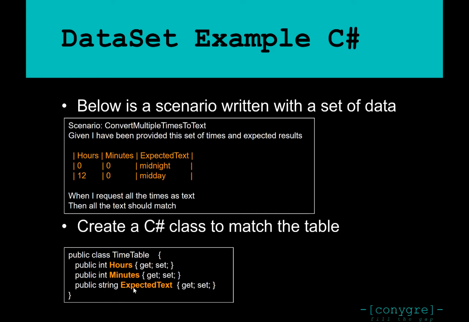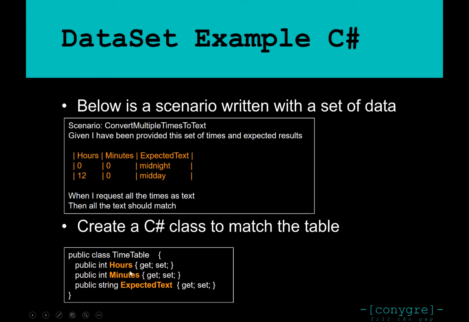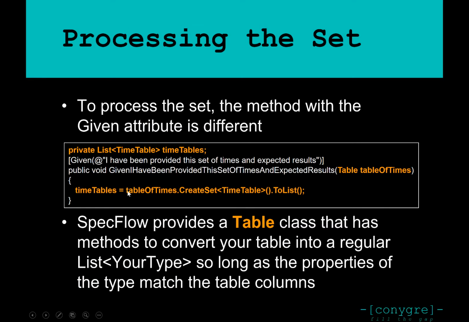So let's look at a method that would do that. Here is the attribute given, and then I've been provided with a set of times. Then the method takes in a parameter which is a table. Now this table is a SpecFlow class. It's provided by the SpecFlow library, and it has a method CreateSet, and you specify the class name that it's a set of, and then you can turn that into a list with the ToList method. So that gives you a list of the timetable. Now Timetable was my class. So we get a list of those objects back.